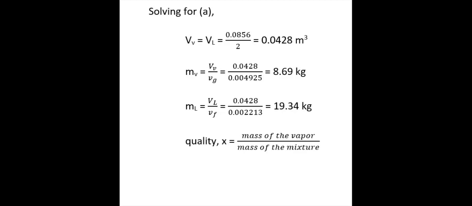To solve for the quality, use the formula: quality is equal to the quotient of the mass of vapor and mass of the mixture. Thus, quality is equal to 0.31 or 31%.